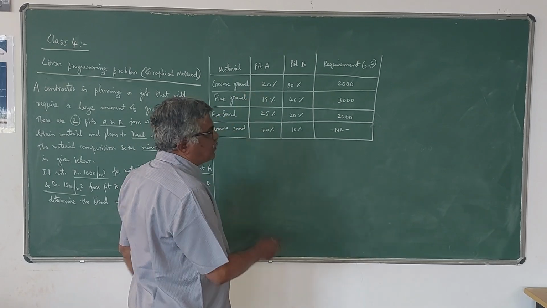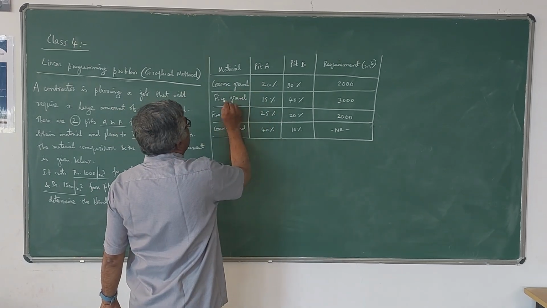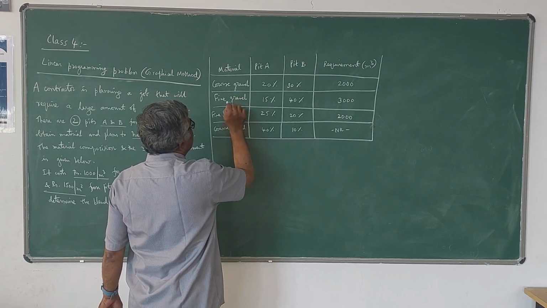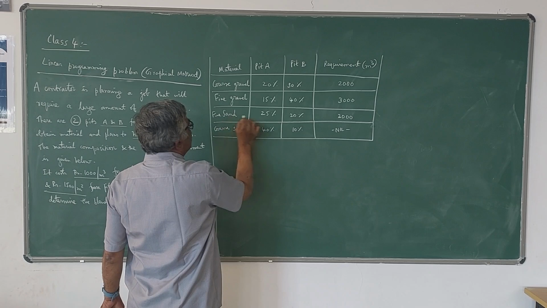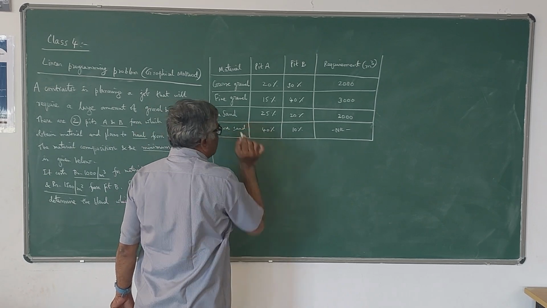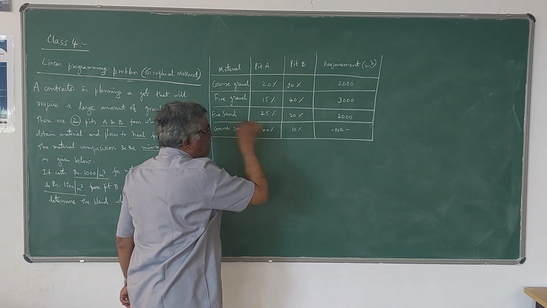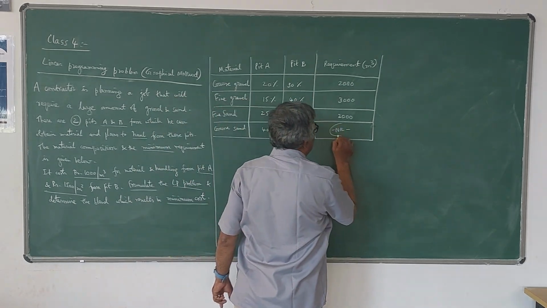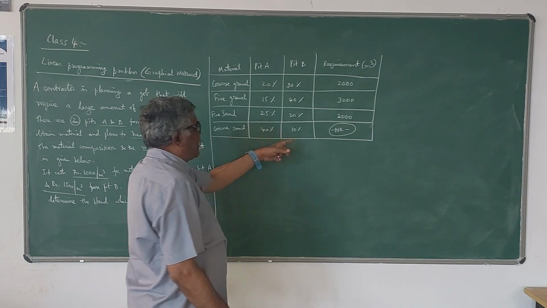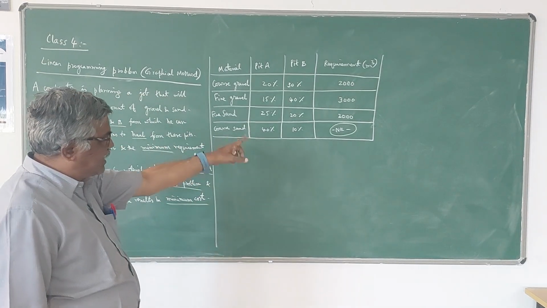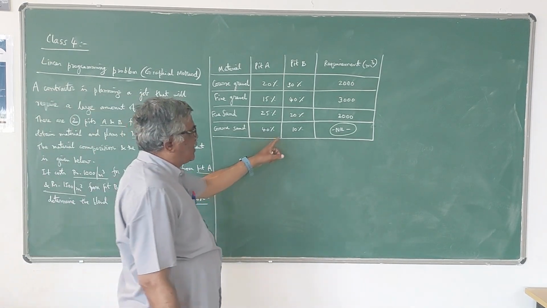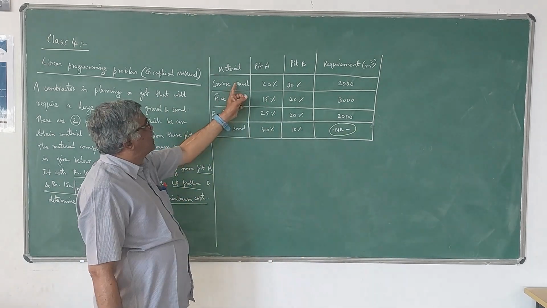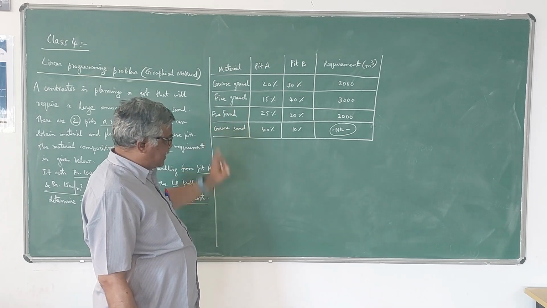In pit A, the composition is like this: coarse gravel 20%, fine gravel 15%, fine sand 25%, coarse sand 40%. In pit B, these are the values, and the minimum requirement is this. Of course, in the last, it doesn't require this coarse sand part, so that is why it is given as nil. So there is no constraint for this coarse sand, but there are constraints for these three types of materials.